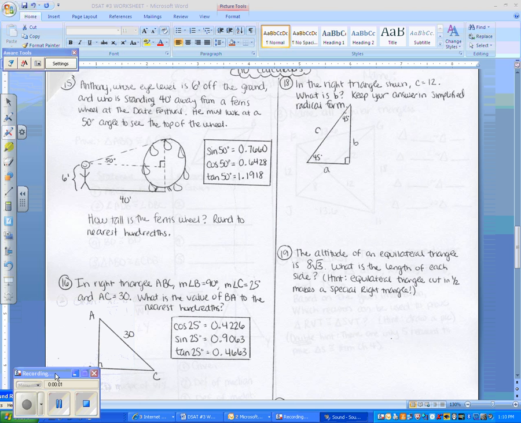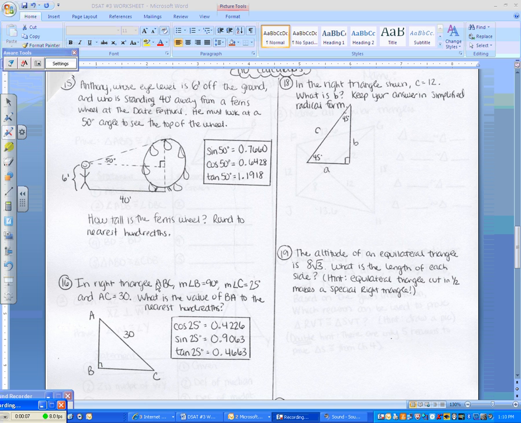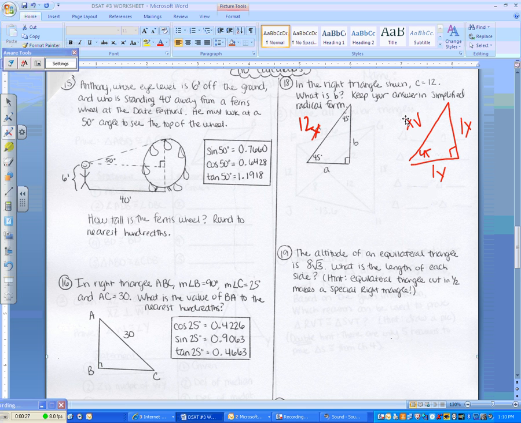Okay, number 18. In the right triangle shown, C equals 12. What is B? Keep your answer in simplified radical form. There are going to be special right triangles on your test, so you need to remember the formula for 45, 45, 90 triangles. Those are special. In 45, 45, 90 triangles, we always have 1x, 1x. The legs are always congruent to each other, and then the hypotenuse is always x radical 2.